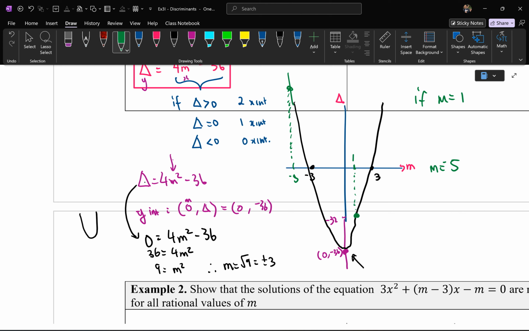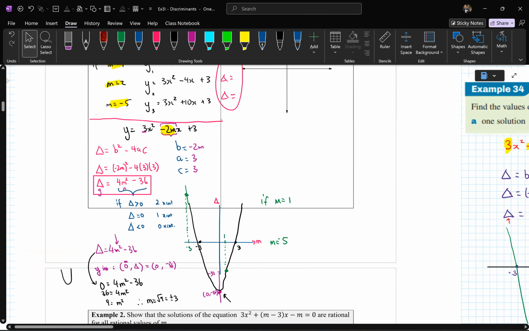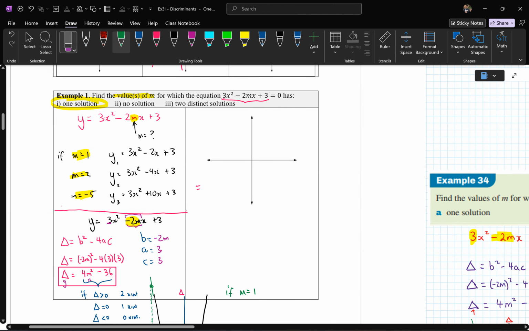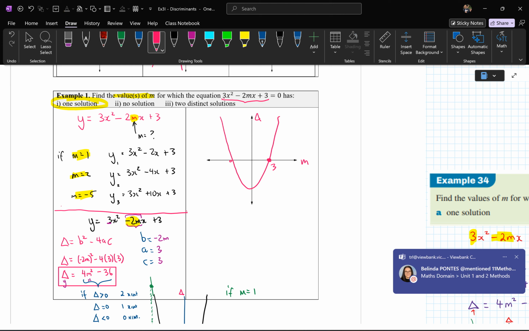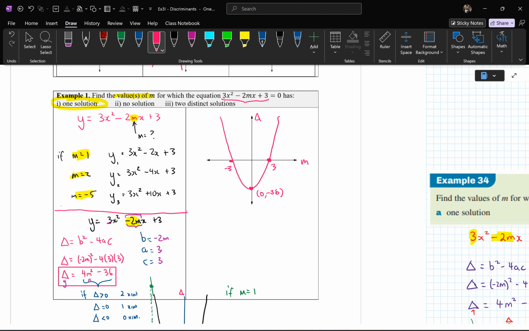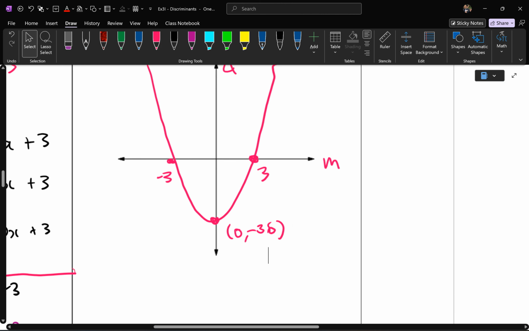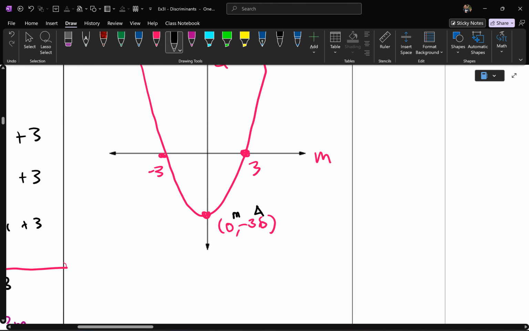Does that make some logical sense? It is hard to take, but if you can take it in, that's really good. Otherwise, as you build your skills to sketch, you'll be able to analyze this function. So far, so good? All right, so to answer the questions, we can already say, just based on the graph, which I'll draw again neatly so you can see. So we found out for our m-axis, discriminant axis, we found 3, negative 3, and we know this is 0, negative 36. And remember, this is m, this is your discriminant.